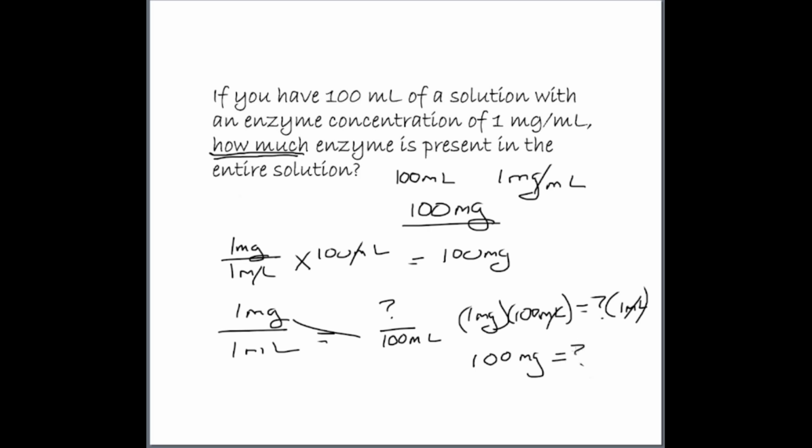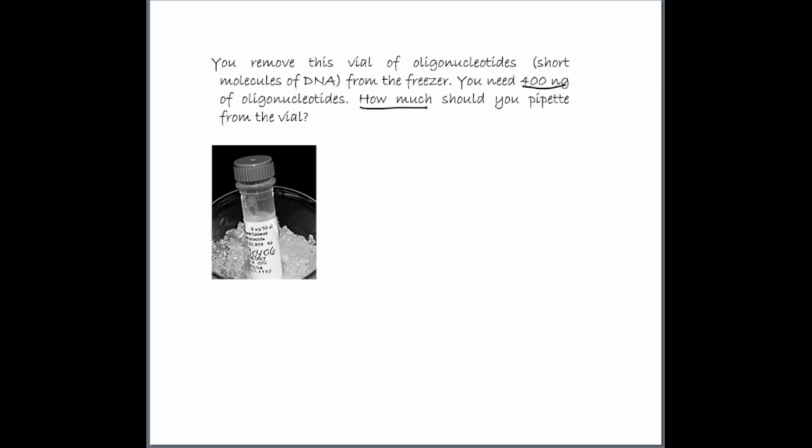Right. So now, we've been doing some fairly easy problems where you might have been able to do these intuitively. But let's move into something that's maybe a little more complex and a little bit more realistic. You have a vial of oligonucleotides, which are short molecules of DNA. You move it from the freezer. So now it's sitting on ice. And you have a procedure. You're following some protocol procedure that tells you you need 400 nanograms of oligonucleotides. How much should you pipette from the vial?